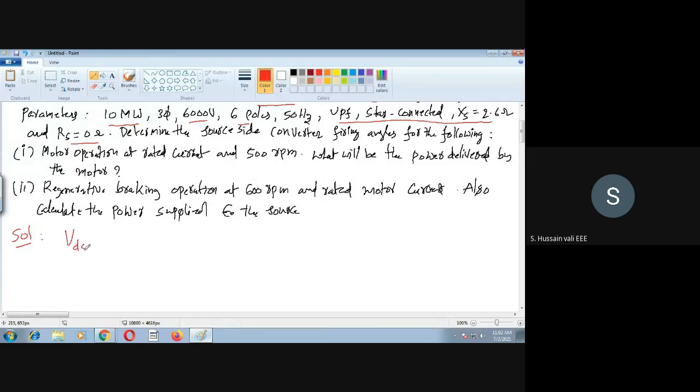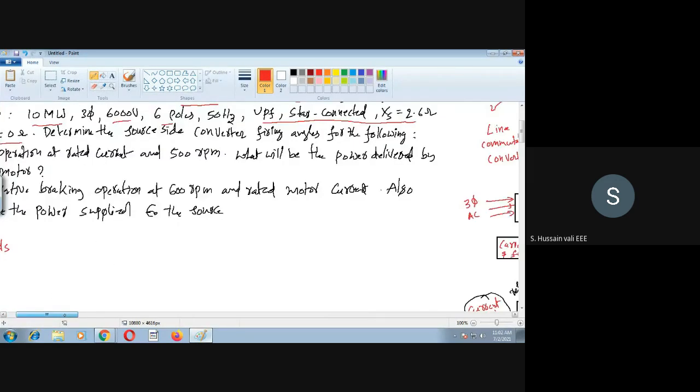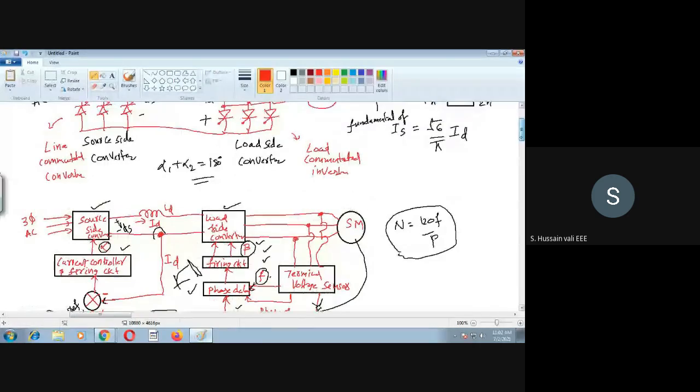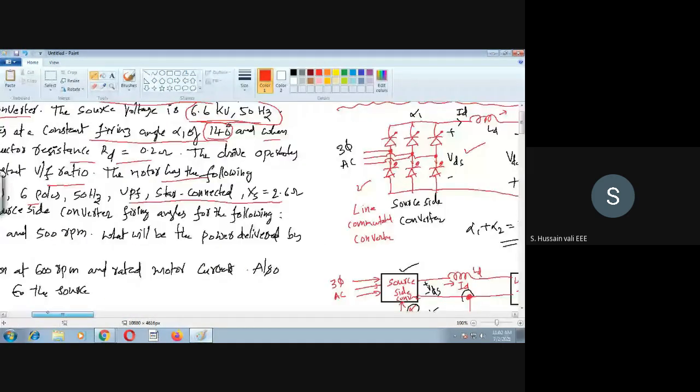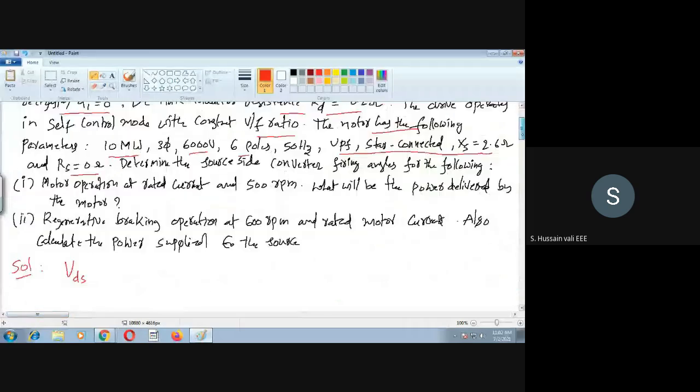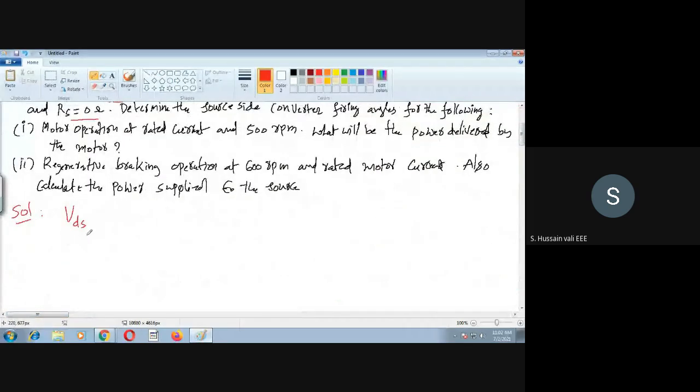VDS is the output voltage of the controlled rectifier. Which one? You see here, this one, VDS, the output of a controlled three-phase rectifier. We have got this already in the previous classes itself. So I will write down that equation: 3 root 6 by pi, phase voltage, cos alpha. I will write S here for the source, since it's the source side. We will use this equation.